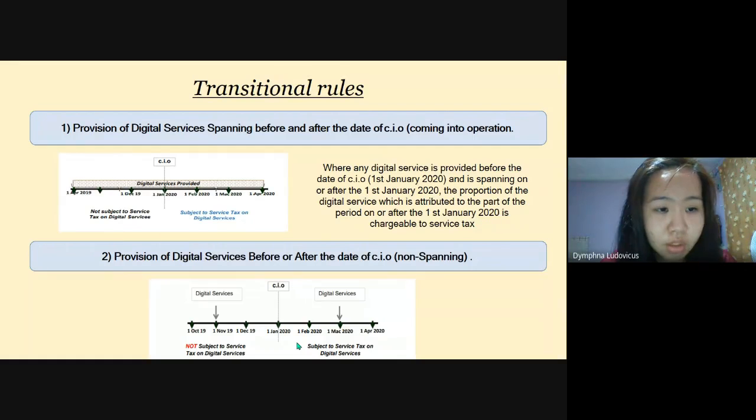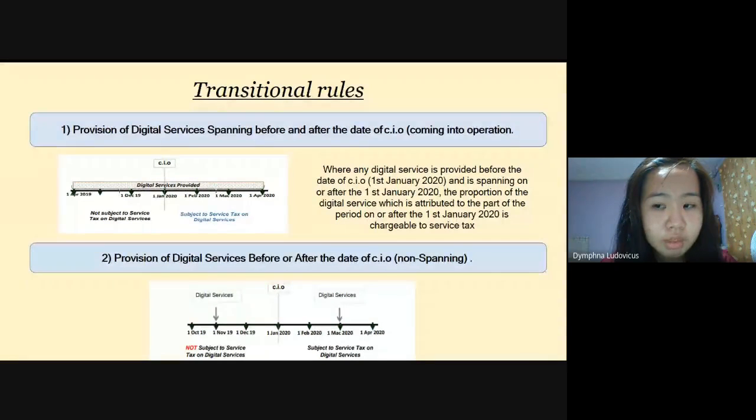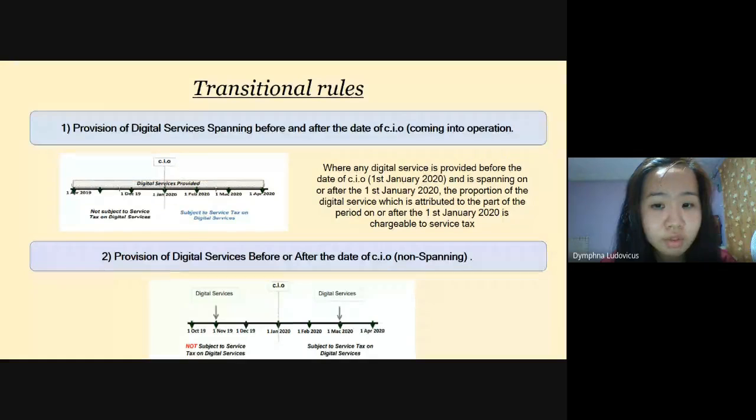The second one is provision of digital services before or after the date of CIO, where it is non-spanning. It's just the same. Any services provided before CIO is not subject to tax, but if it is provided after, then it is chargeable to tax.